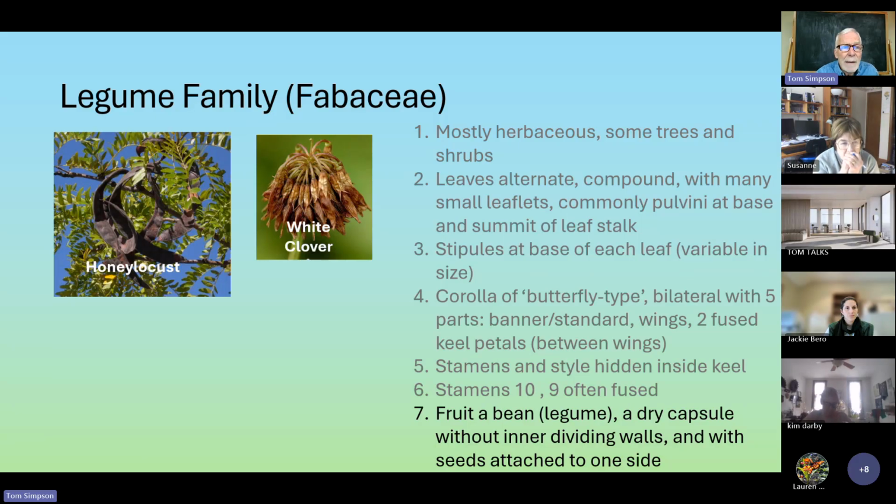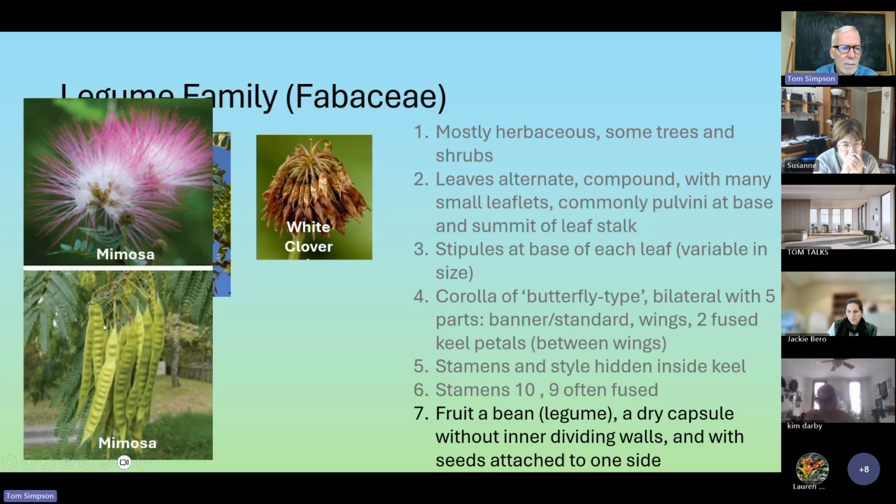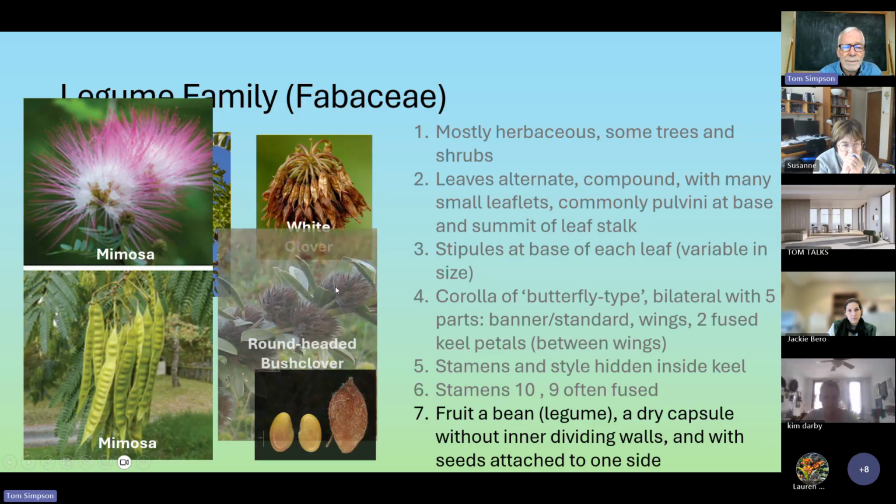And the legume family is really named for the fruits. There's an amazing regularity, even though the flowers can be different. This is the honey locust flower, big, long pod. The white clover pods are very, very tiny. Some of these clovers have pods that only have one seed in them, but it's still a legume pod. There's that really weird mimosa flower, but it has a legume pod that looks very much like other legumes. The round-headed bush clover, a native clover of our prairies, has a small single-seeded pod.